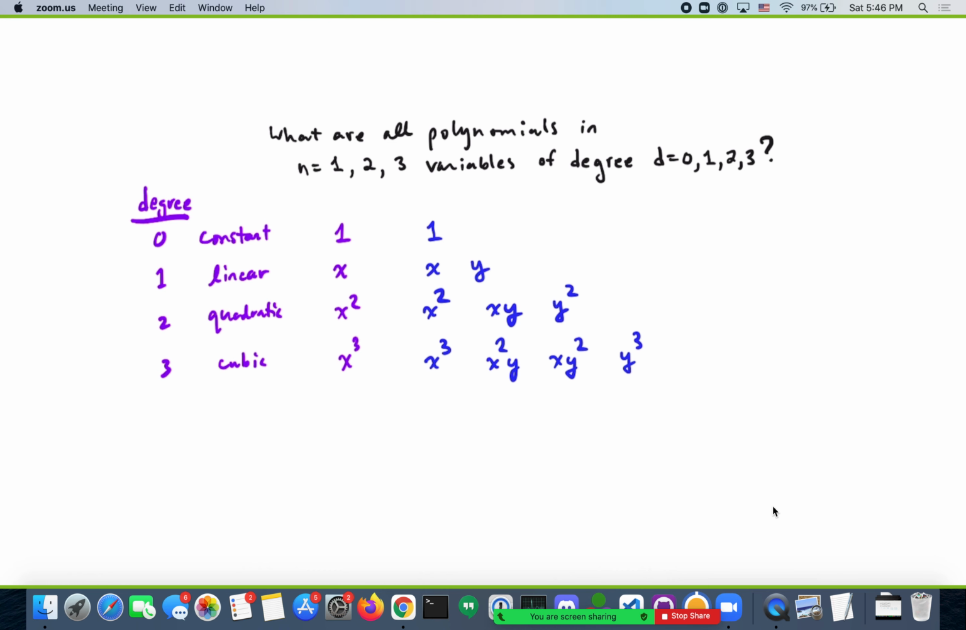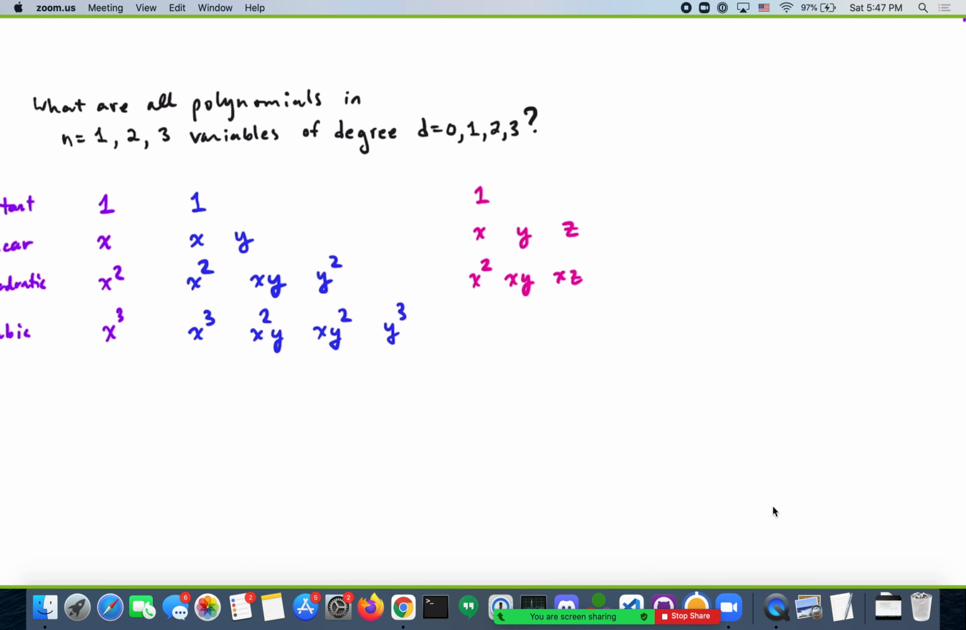And that'll work also when we go to, let's choose pink. If I have x, y, and z, 3 variables, then again I just have the constants. Now I have x, I have y, and I have z. But now I have x squared, I have xy, I have xz, and I have, what else? Y squared, I have yz, I have z squared. Wow, there's 6 different things in degree 2 now.